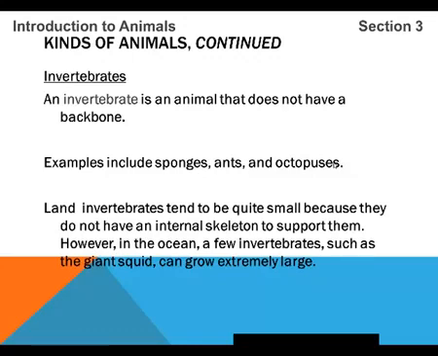Land invertebrates tend to be quite small because they do not have an internal skeleton to support them. In the ocean, however, there are a few invertebrates such as the giant squid that can grow extremely large. The reason that they can grow very large is because water helps to support that organism. If we were to have a giant squid walking around on the planet, on land, its body would end up squished beneath itself. So organisms that are land-dwelling have to have some type of internal or external support system.